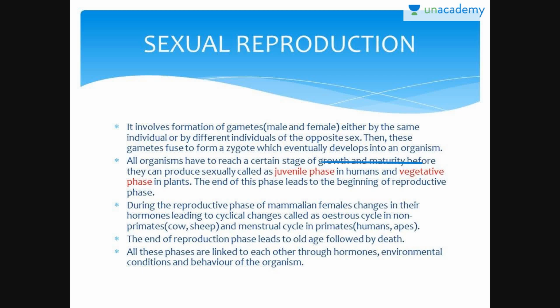Okay, so during the reproductive phase of mammalian females, they change their hormones, leading to cyclical changes, which is known as oestrous cycle in non-primates such as cows and sheep, and menstrual cycle in primates such as humans and apes. The end of the reproductive phase leads to old age, and later on the individual has to die.